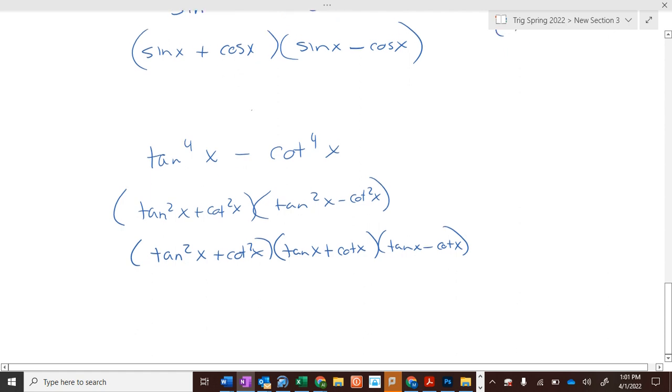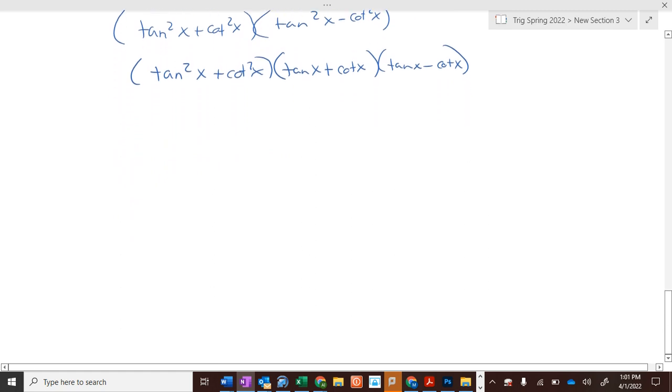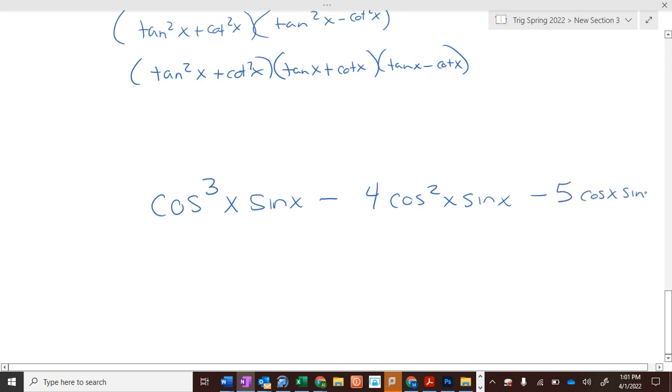All right. Then, what if we have something like this? What if we have cosine cubed of x sine of x minus 4 cosine squared of x sine of x minus 5 cosine of x sine of x. Ooh, this doesn't look like it's any fun.